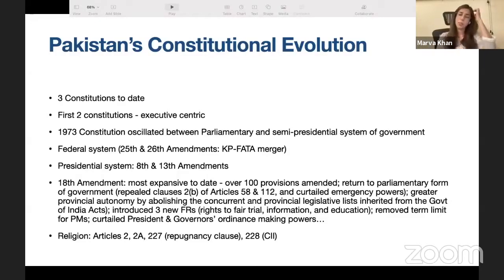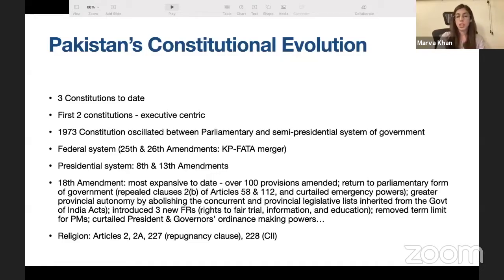So coming to the 18th Amendment, which brings us to the crux of the substance of the 73 Constitution as it stands today. It's the most expansive amendment we've had to date, with over 100 provisions of the Constitution amended. This essentially returned Pakistan from a semi-presidential system to a parliamentary form of government. You might have heard about Articles 58(2)(b) and 112(2)(b), by virtue of which the president and the governors could dissolve the national and the provincial assemblies. The 2(b) clause, which gave them absolute power to do so, was removed.